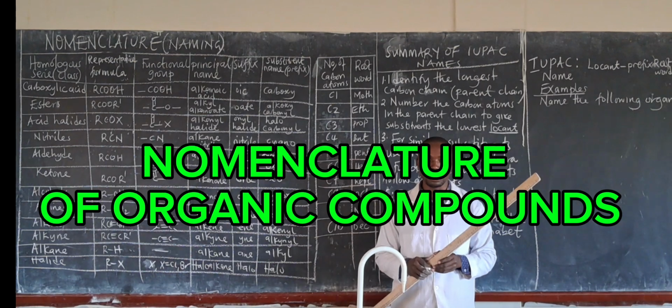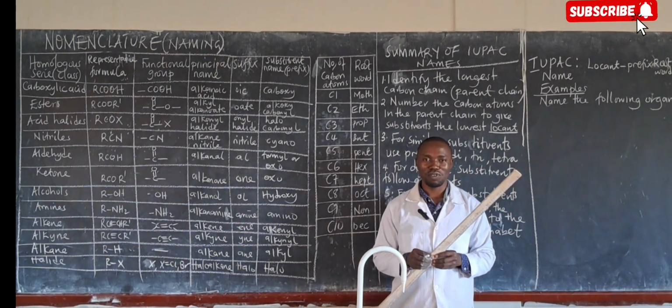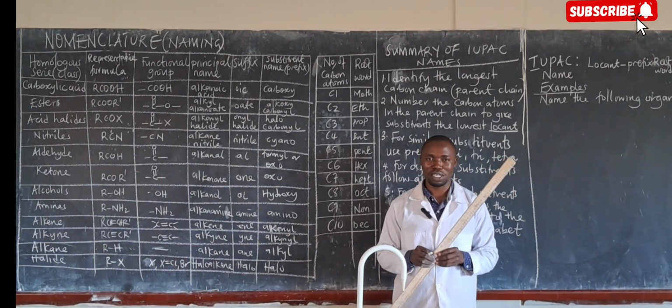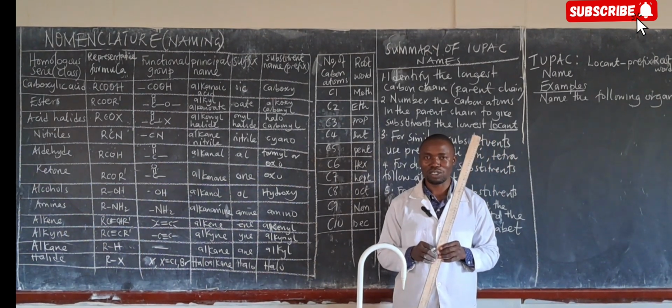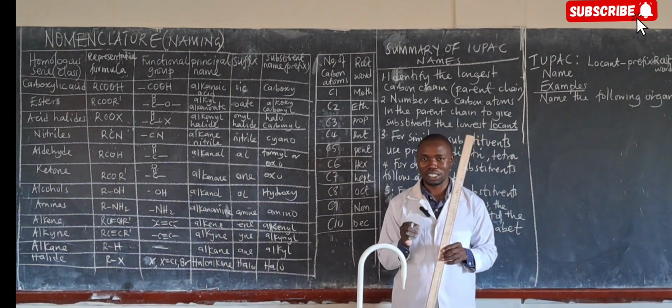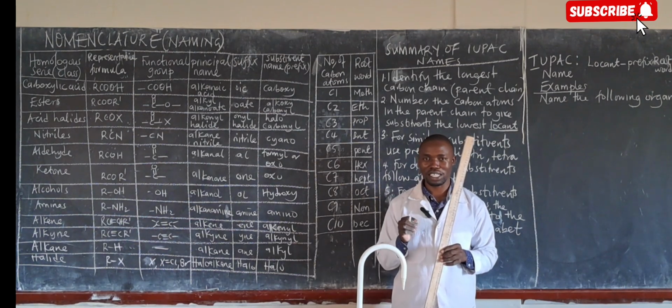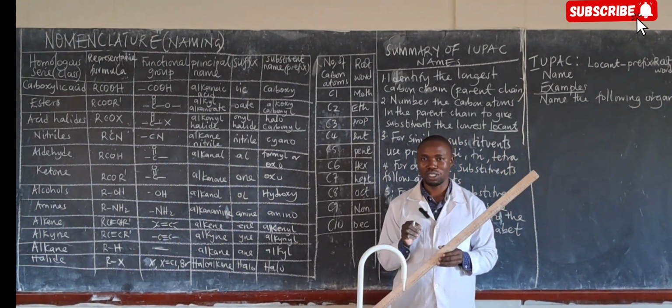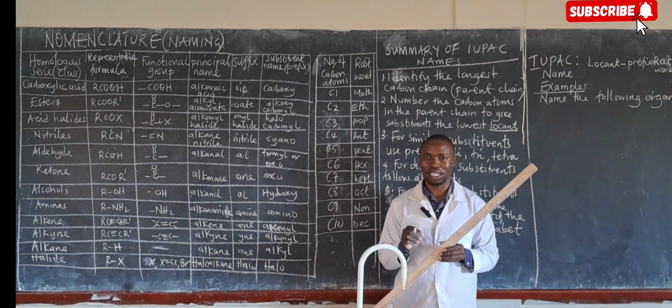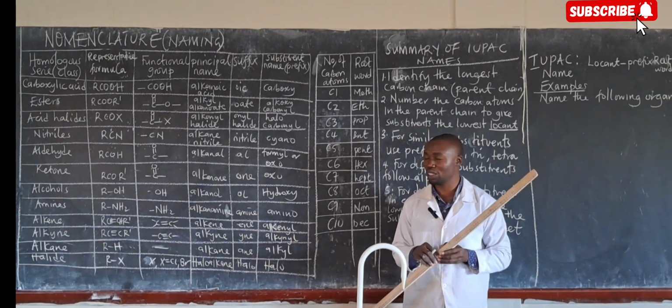I'm here again. I've brought for you a video in organic chemistry. Today I'm going to discuss what we call nomenclature, or naming organic compounds. Giving names to compounds is actually important in identification of those compounds.